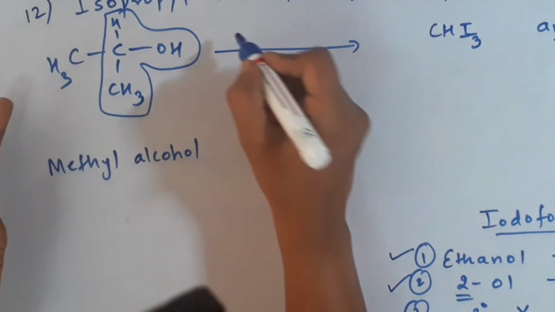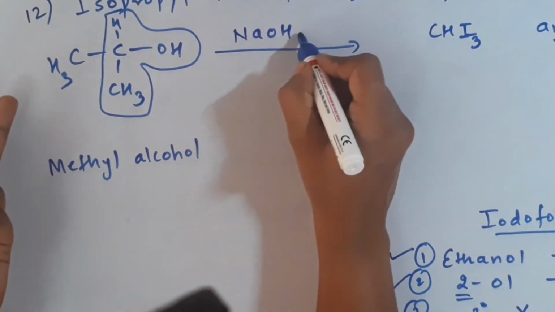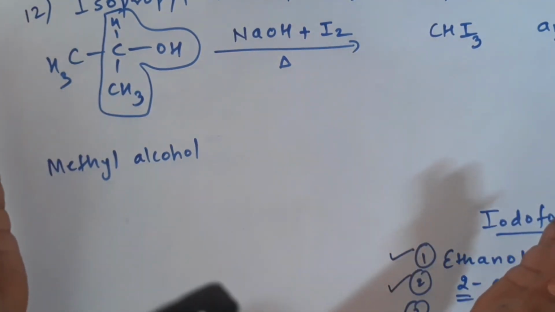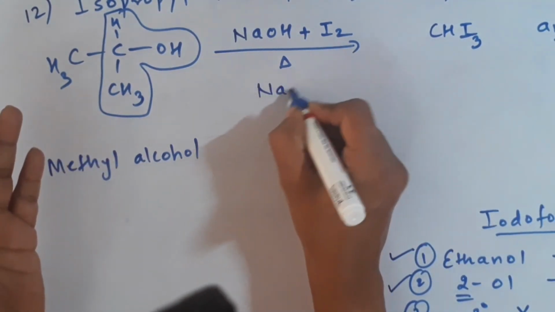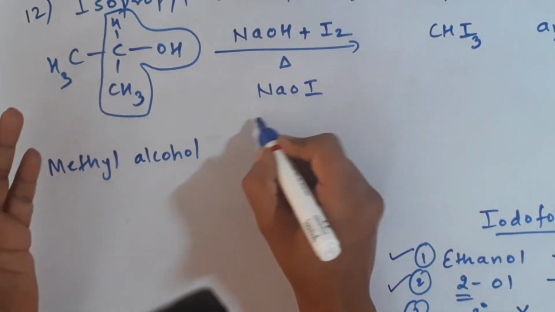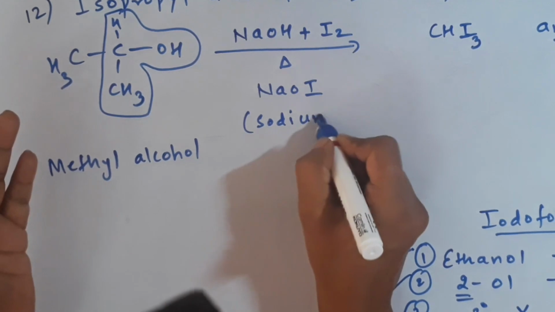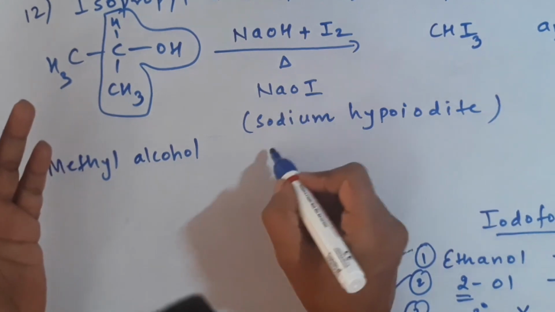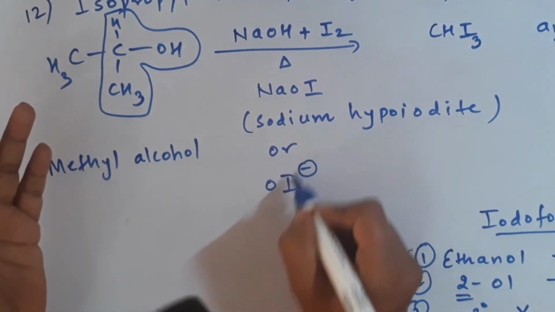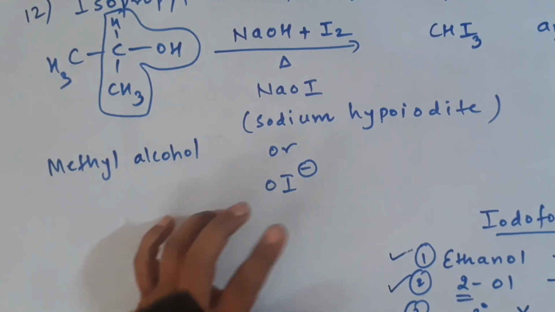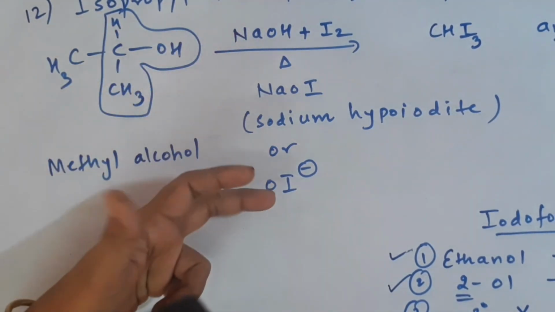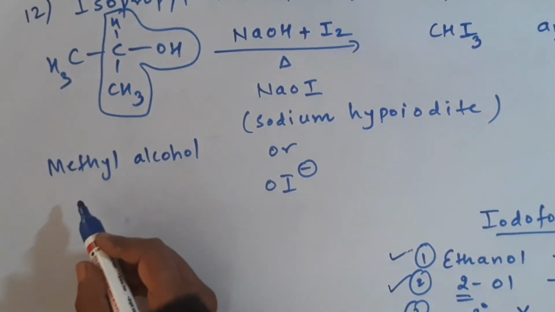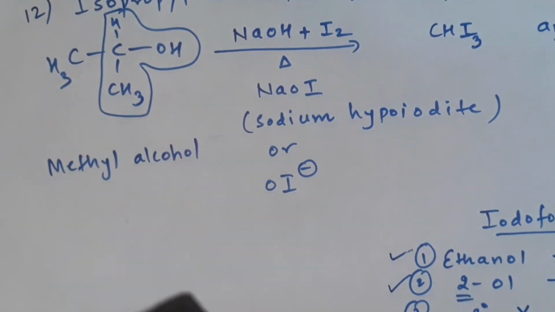The reagent which is used for preparation of iodoform is sodium hydroxide and iodine. You have to heat this. This is what we directly write in the exam. Sodium hydroxide plus iodine will give you the reagent sodium hypoiodite, which is an oxidizing agent. Or in the board exam you will just see the formula written as hypoiodite, OI minus. So this or this means the same thing, and what you have to remember here is simply the CH3 which is shown over there.